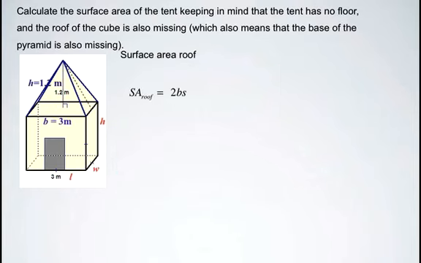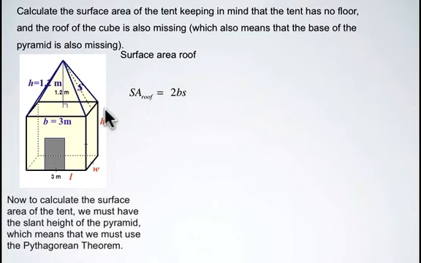Now let's calculate the area of the roof. The formula that we will use is 2 multiplied by the base multiplied by the slant height. We do not need to add base squared because we don't want to know what that surface area is since there's nothing there. To calculate what s is, we need to use our Pythagorean theorem.